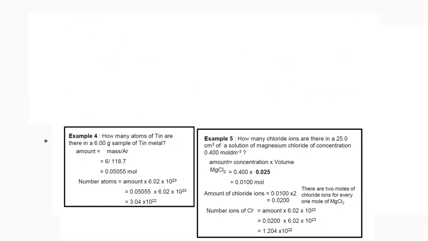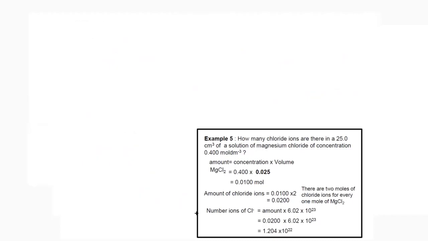So if we need only chloride ion, first what do we do? We'll get the moles of magnesium chloride, because they're asking how many chloride ions there are. The concentration of MgCl2 is 0.4 mole per dm cube, and the volume of magnesium chloride is 25 cm cube, so divided by 1000, it will come out as 0.025.